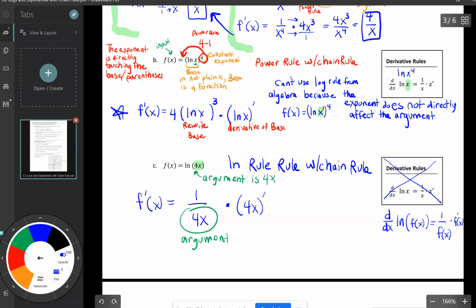What's the derivative of my argument? So let's go ahead and do that. So that's going to be 1 over 4x times, for my argument, it's a linear function, so I'm just going to follow power rule. And the derivative of 4x is just 4.